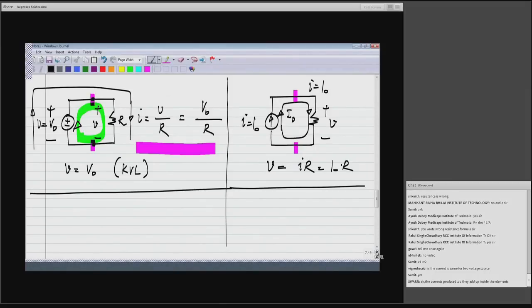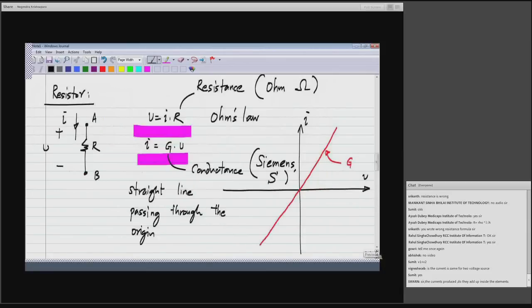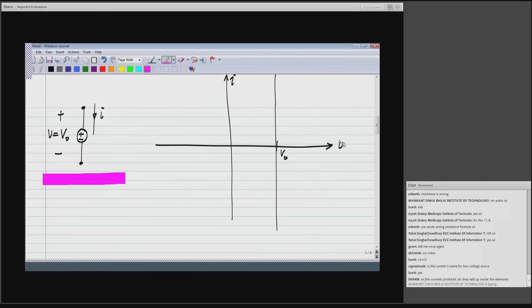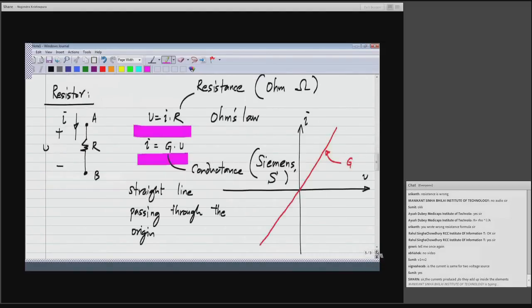Now, when I showed the definition of the independent voltage source, I marked I like this. Like I emphasized then, this I does not say that the current is flowing this way, okay? It's only measured this way for the sake of plotting and for the sake of convention, okay? Now, if you look at this graph, what it says is this value of I can be anything. It can be any positive value or any negative value.